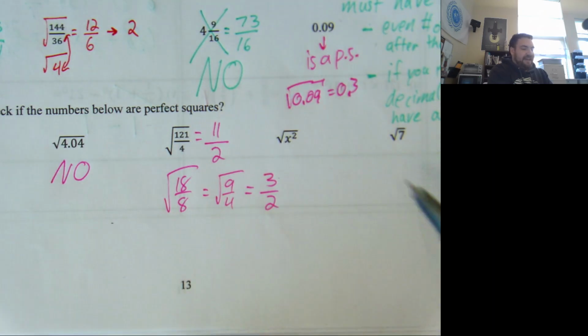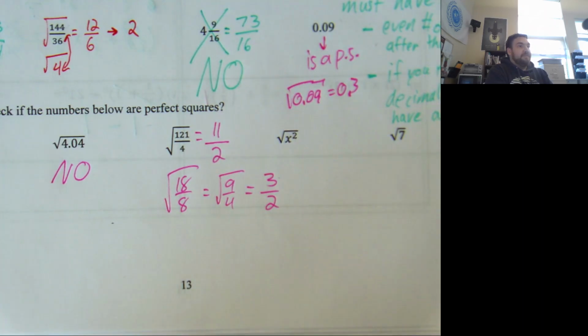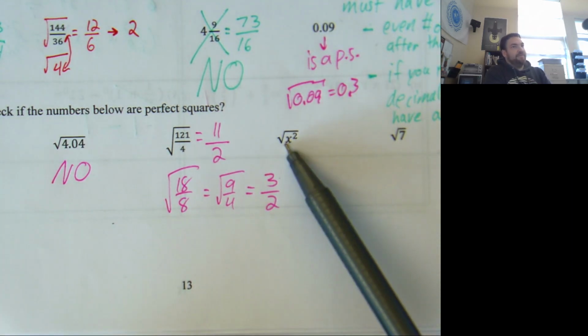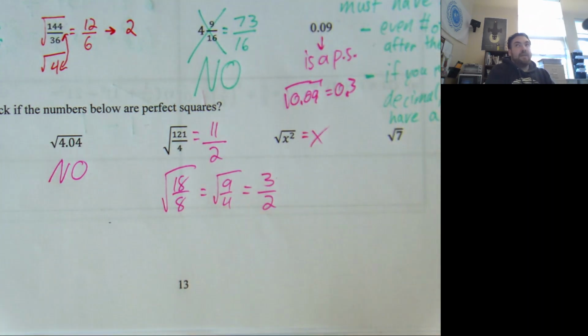Tricky, tricky. How about this guy here? X squared. Is x squared a perfect square? Anything squared is a perfect square. I could just write 4 as 2 squared. 4 is a perfect square, so therefore 2 squared is a perfect square. What times itself is 2 squared? 2. So what times itself is x squared? X. The square and the square root cancel.